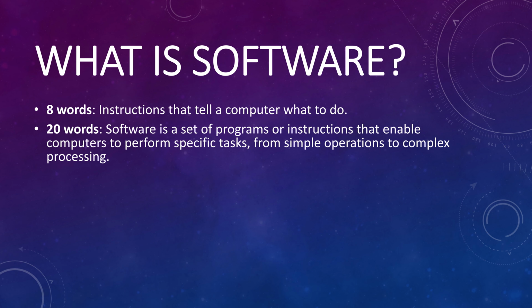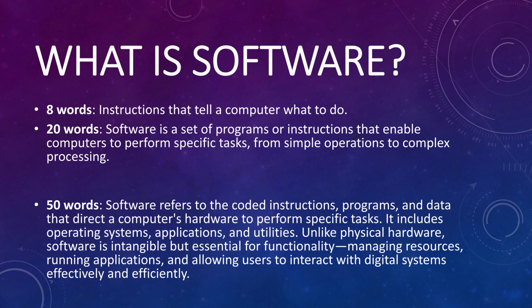With a bit more complexity, software is a set of programs or instructions that enable computers to perform certain tasks from simple operations to complex processing. So, from the very simplest thing that we may do on our phone to something more complex that's in use at some kind of a manufacturing plant or in a research lab or a hospital, that full range is all captured by different types of software.